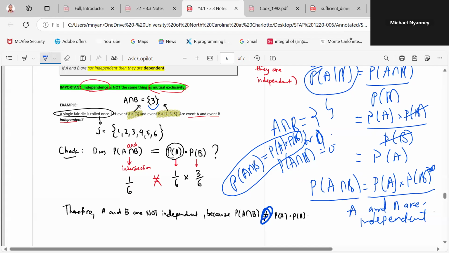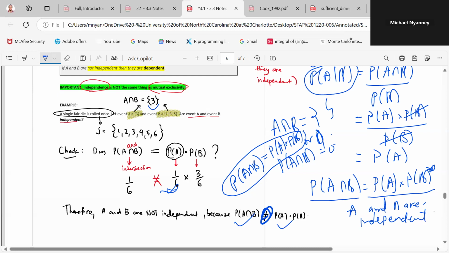And what is the probability of A? Probability of A is 1 over 6, because A is just equal to 3, so the probability of 3 occurring is 1 over 6, and the probability of B occurring is 3 over 6. So this implies that 1 over 6 will never be equal to 1 over 6 times 1 over 3. So if this is not equal to that, then we are saying that A and B are not independent, because probability of A intersection B is not equal to this.